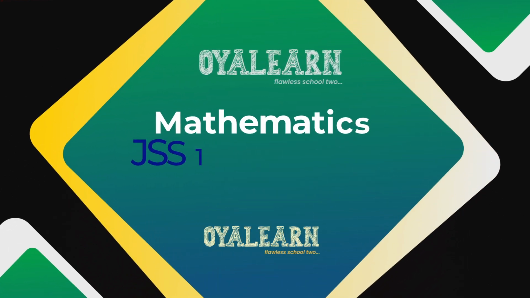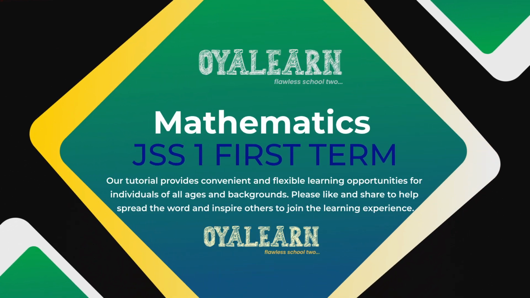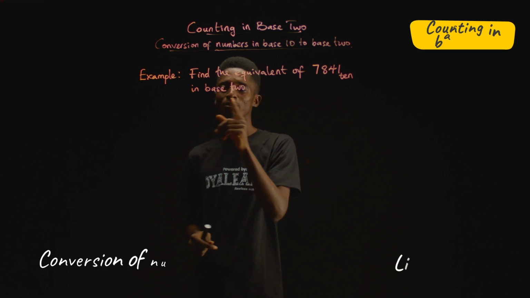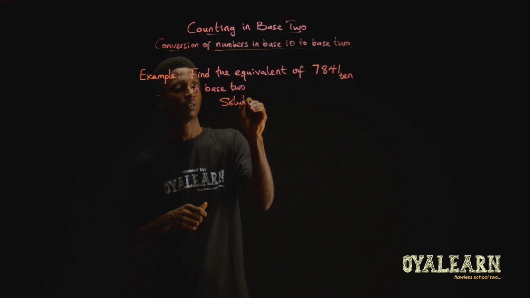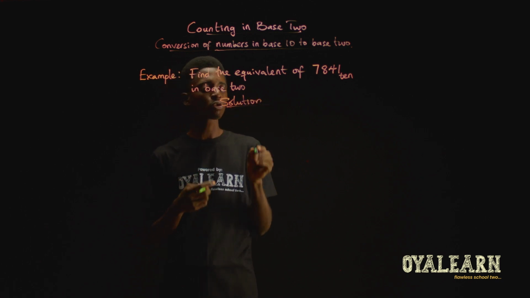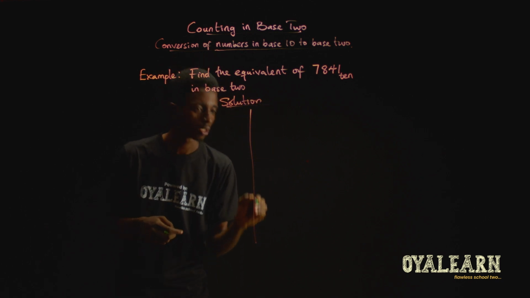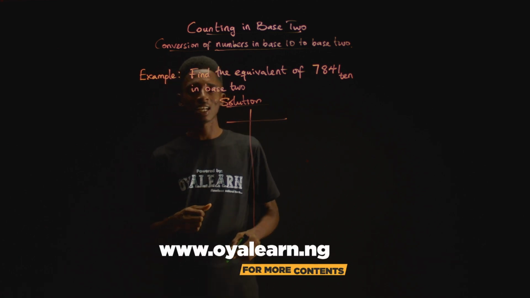Find the equivalent of 7,841 base 10 in base 2. Solution. Now we are going to perform the repeated division, noting down our remainders as we go.